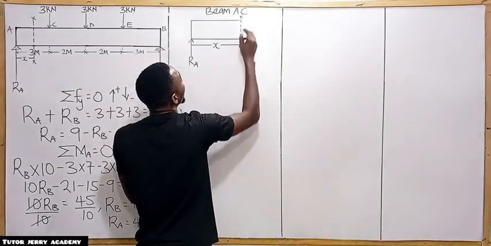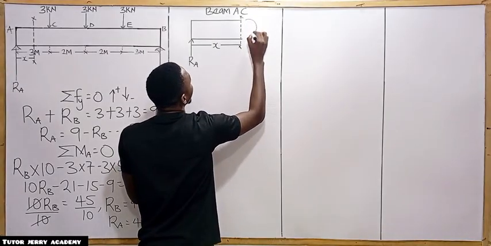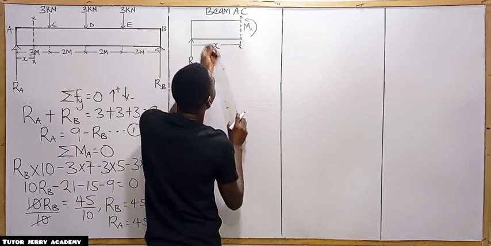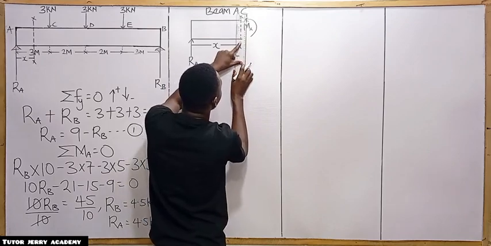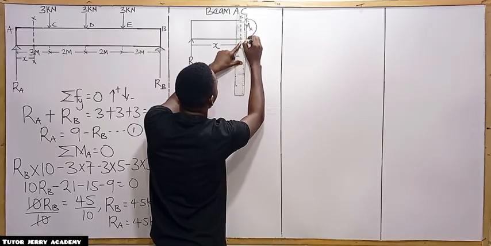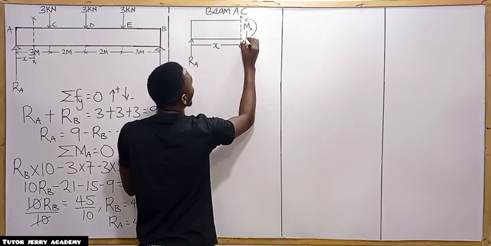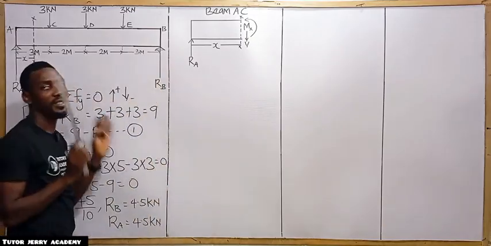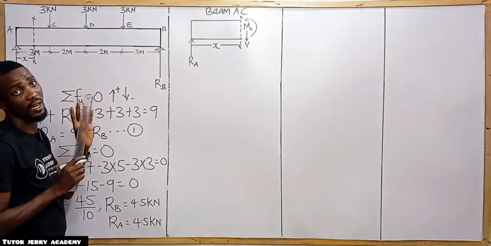All right, so we are going to have our moment here, which is the moment about section S, and then we are going to have the shear force, which is denoted with what? V. So this is going to be downward. All right, so this is just the principle behind this method.